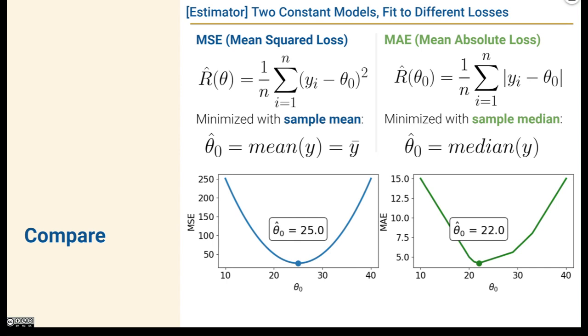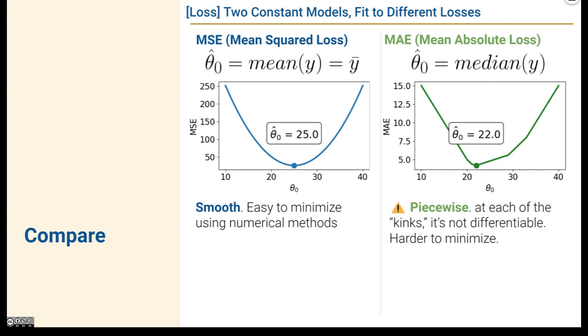Visually, we can see the difference between what we came up with. In one of the cases we said 25, the other case we said 22. What are some pros and cons here?